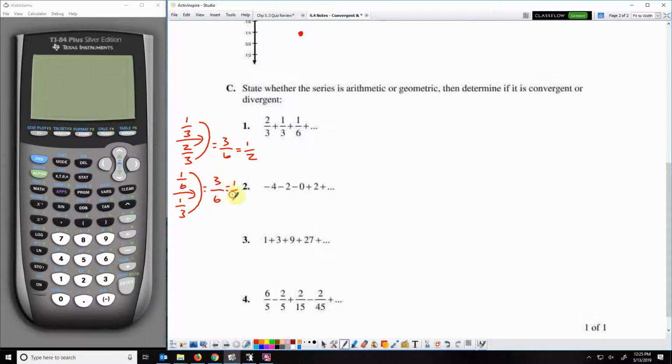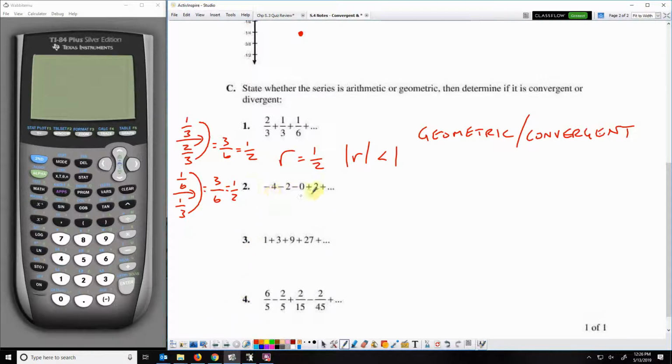3/6, which is 1/2. So r is 1/2, which means the absolute value of r is less than 1. The absolute value of r is less than 1. So it says tell whether it's arithmetic or geometric, so it is geometric. And because the absolute value of r is less than 1, it is convergent, which means we could find a finite sum of that infinite series.